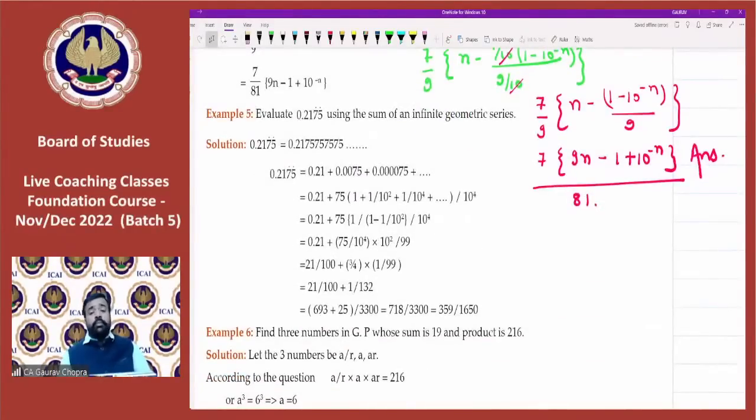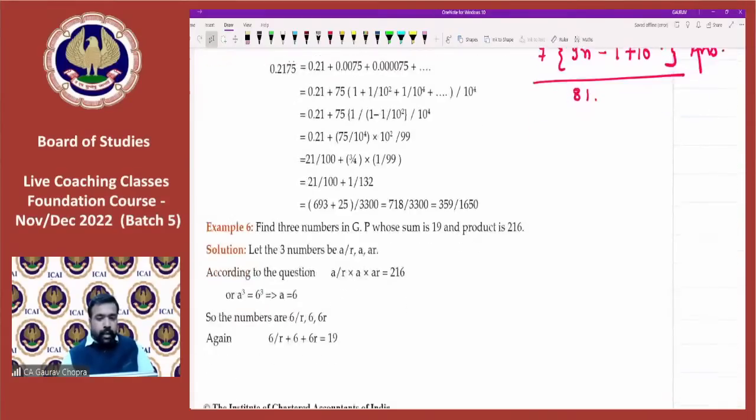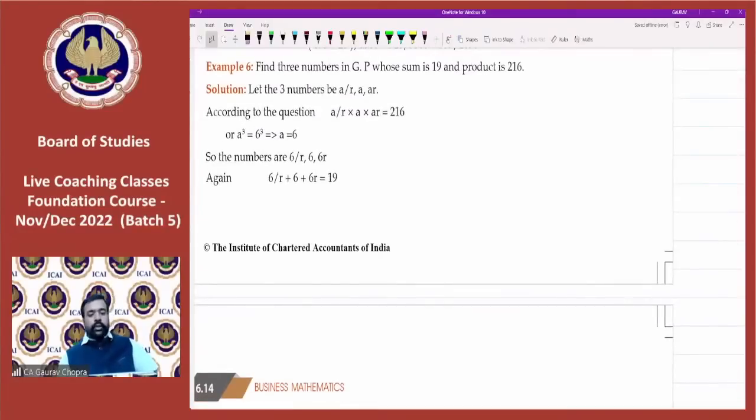This was example number 4. So 3 and 4 are almost similar, and now you can try doing similar questions from the exercise as well. All right. Then let me take the next one, sixth one.